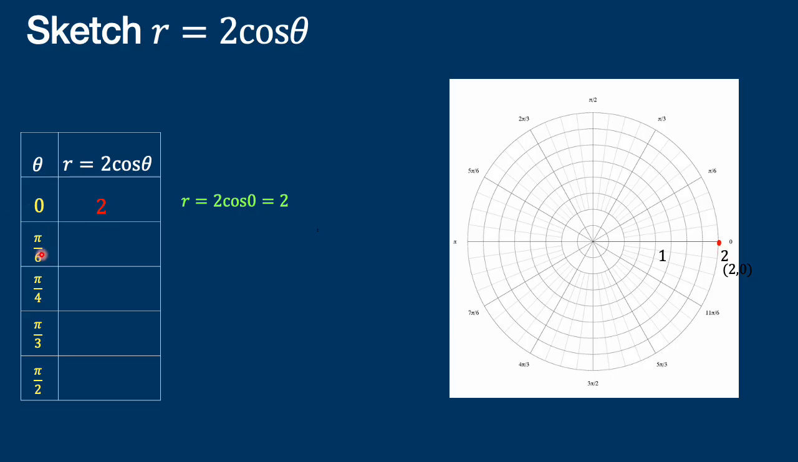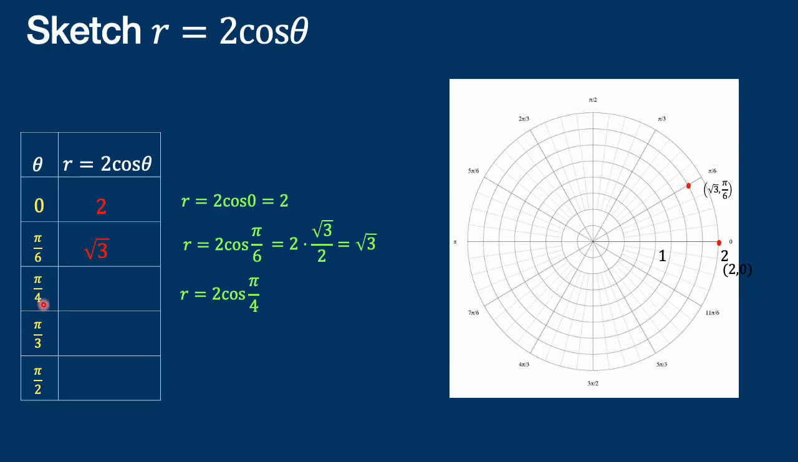Now theta is pi over 6. r is 2 cosine pi over 6. Cosine pi over 6 is square root 3 over 2. 2 times square root 3 over 2, the 2s cancel out, square root 3. Here is the pi over 6 line. Distance from origin is square root 3. You find it here and plot it. Square root 3, pi over 6. Okay, you plot the point.